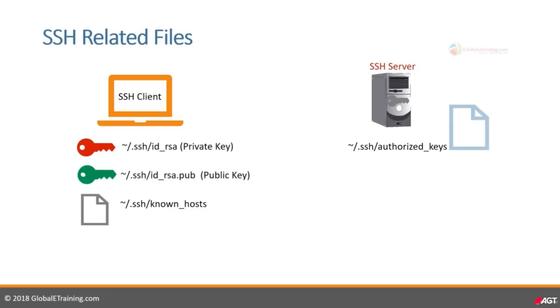In order to establish key-based authentication, we will have to copy the public key from the client machine to the authorized_keys file on the server. When a user establishes the SSH session from the client machine to the server machine for the first time, the server's key is written to the known_hosts file on the client machine, and the key is nothing but the server's identity.